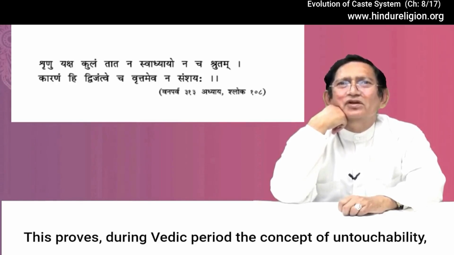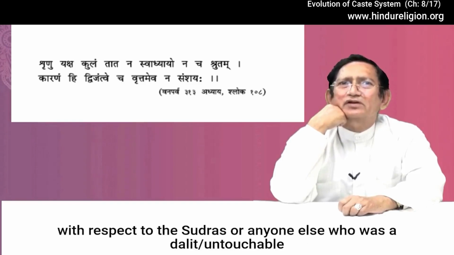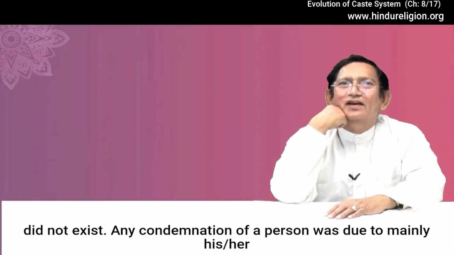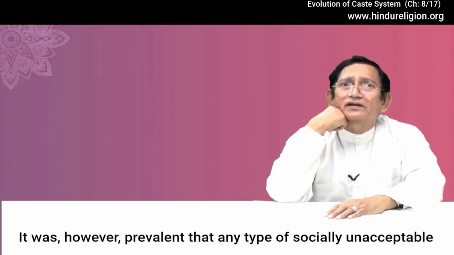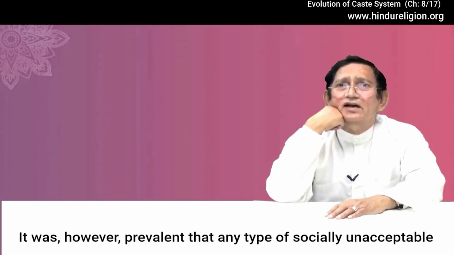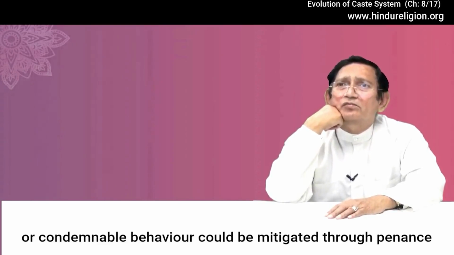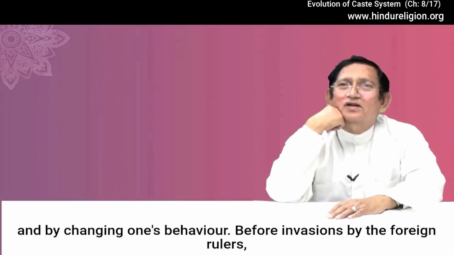This proves that during the Vedic period the concept of untouchability with respect to the Sudras or anyone else who was a Dalit, untouchable, did not exist. Any condemnation of a person was due mainly to his or her engaging in an activity not useful or acceptable to the society. It was, however, prevalent that any type of socially unacceptable or condemnable behavior could be mitigated through penance and by changing one's behavior.